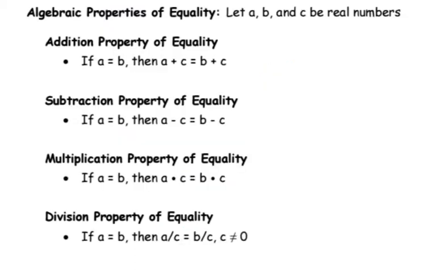All right, so a few algebraic properties of equality, okay? So let A, B, and C be real numbers. All right, so we have the addition property that if A equals B, then A plus C equals B plus C. You have your subtraction property. If A equals B, then A minus C equals B minus C. Multiplication property, if A equals B, then A times C equals B times C. And of course, division property, if A equals B, then A divided by C has to be equal to B divided by C, with knowing that C cannot be equal to 0. All right?